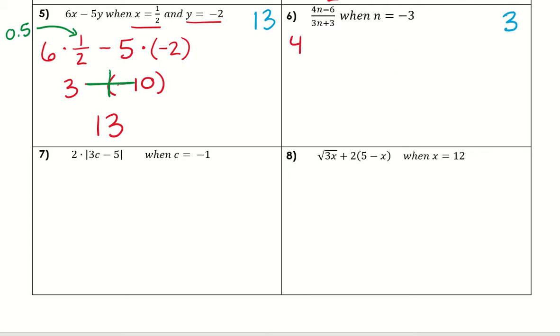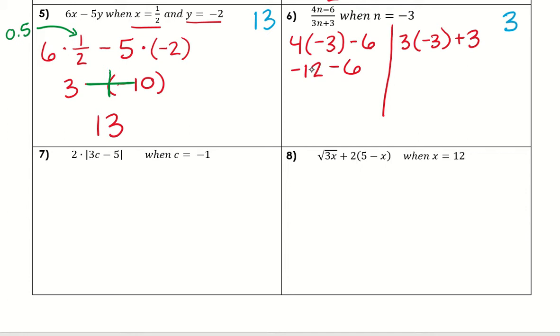So I'm going to have 4 times -3 minus 6 in the top. And again, I'm going to do my work here separately. On the bottom, I have 3 times -3 plus 3. 4 times -3, so I'm starting with my numerator on the left. 4 times -3 is -12. Bring down my minus 6. -12 minus 6 is -18. Now for my denominator, I have 3 times -3, that is -9 plus 3. -9 plus 3 is -6.